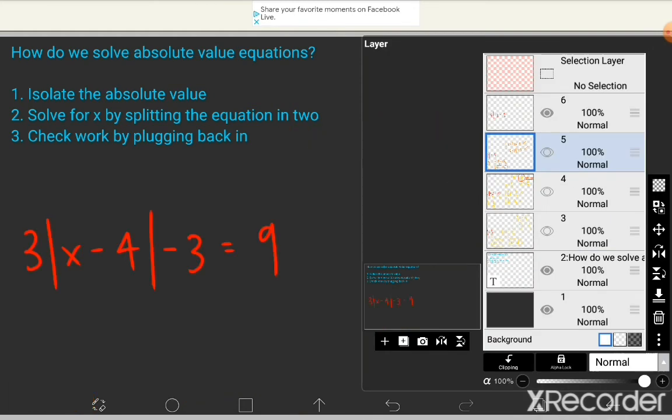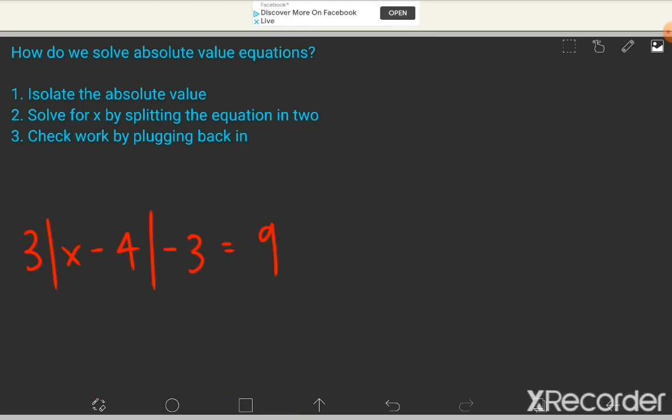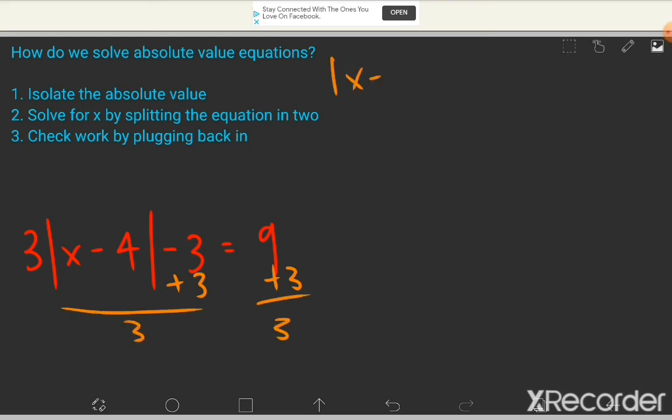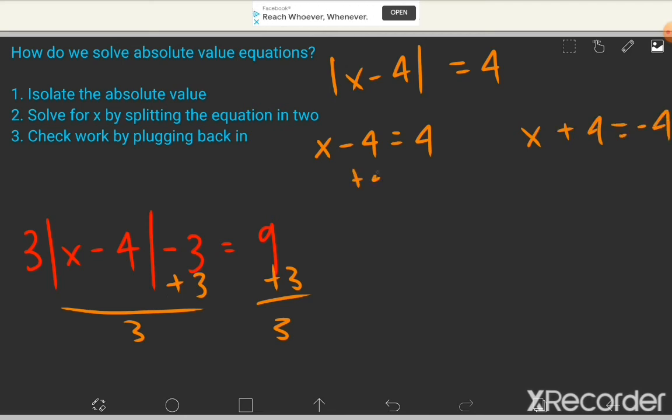So let's move on to our last example. 3 times the absolute value of x minus 4 minus 3 equals 9. We want to isolate our absolute value by adding 3 on both sides and dividing by 3 on both sides. And we will end up with the absolute value of x minus 4 equals 4. And we will split the equations into two. The positive one will be x minus 4 equals 4, and the negative one will be x plus 4 equals negative 4. We solve by adding 4 on both sides, x equals 8.